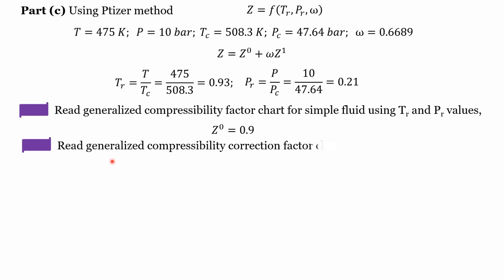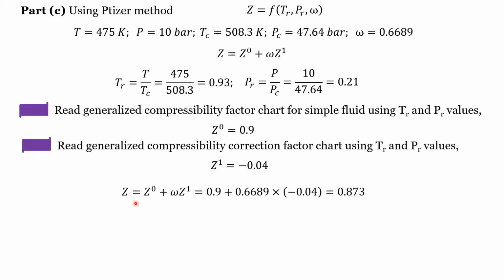Again we need to read the generalized compressibility chart, that is the correction factor. So using Tr and Pr values, here Z1 will come out as minus 0.04.